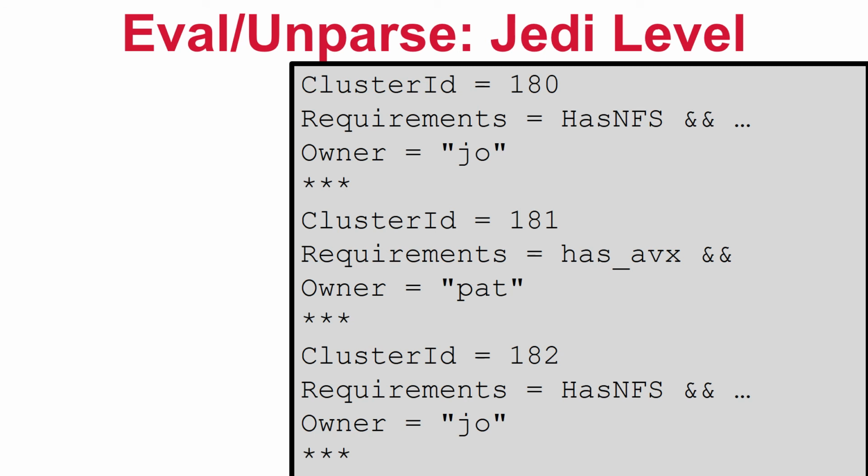Here's a common tricky problem. Let's say you have job ClassAds like listed in the box here. Note that they all have a requirements expression, and some of those requirements expressions refer to a custom attribute called hasNFS. How would you run a condor_q query to select only those jobs which reference hasNFS in them?